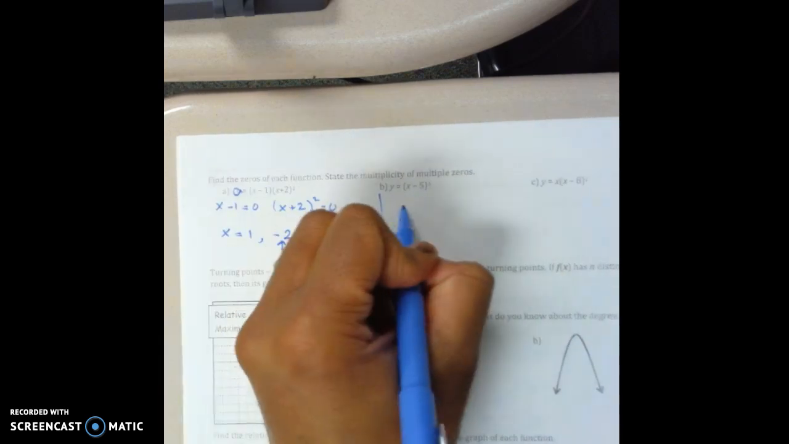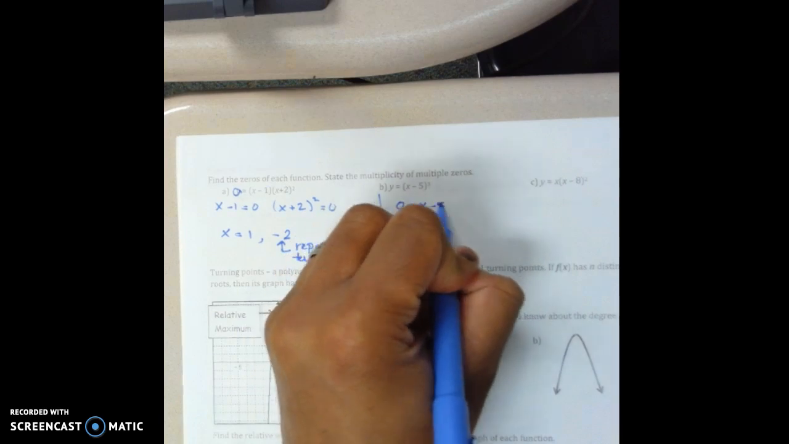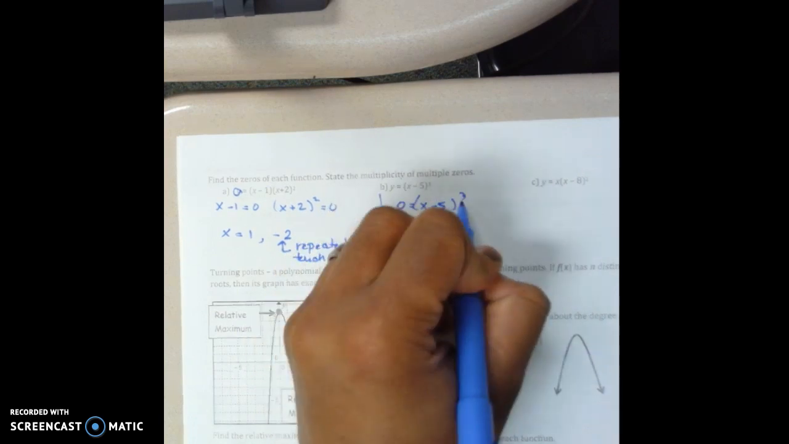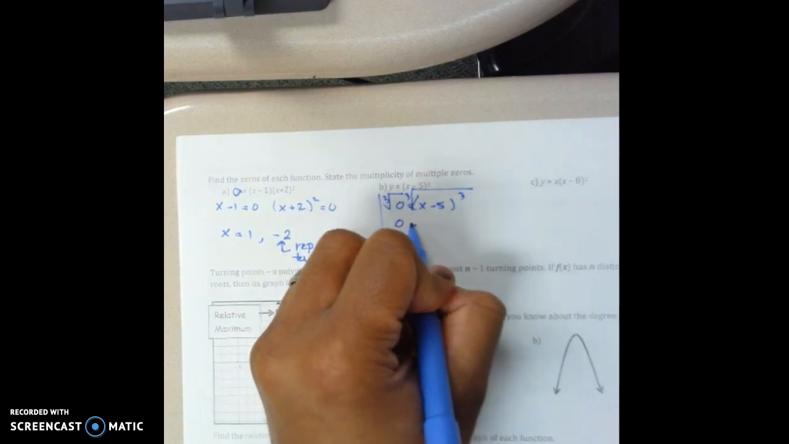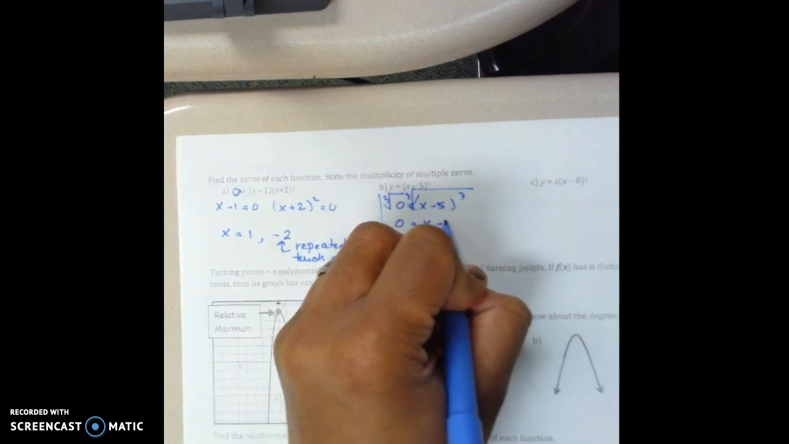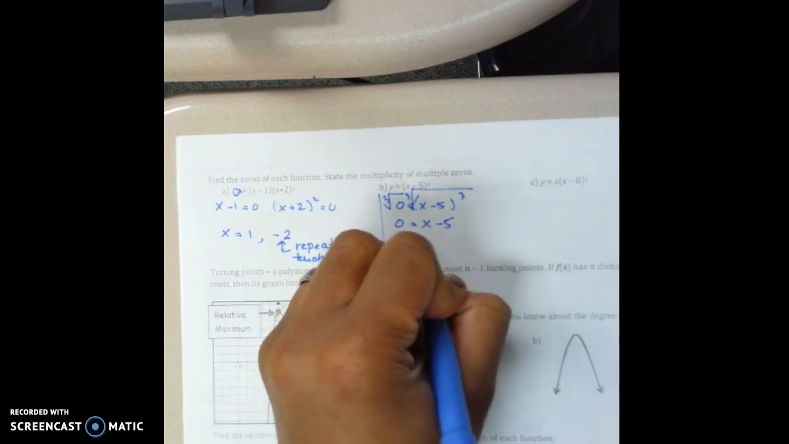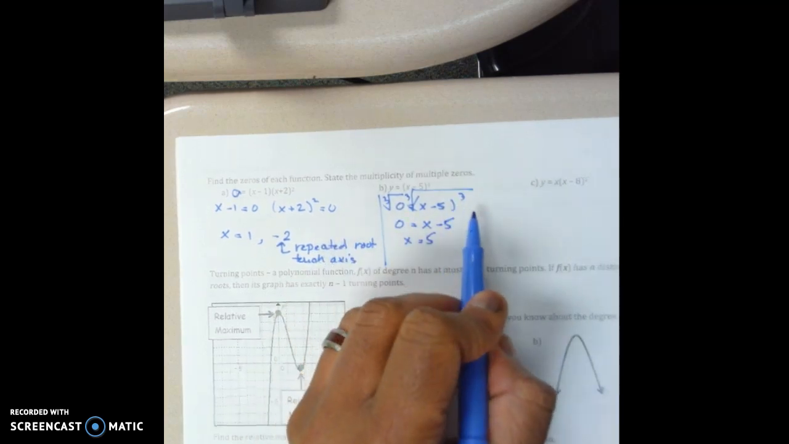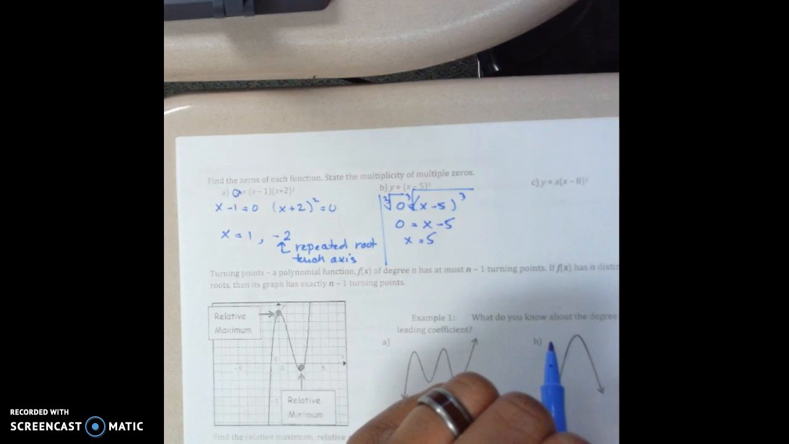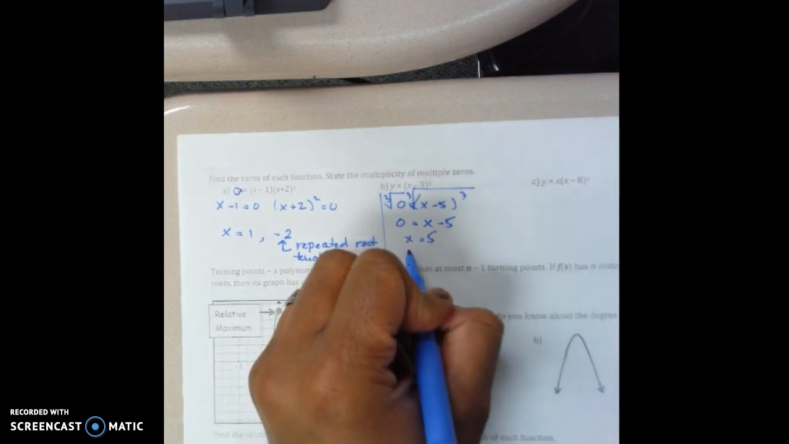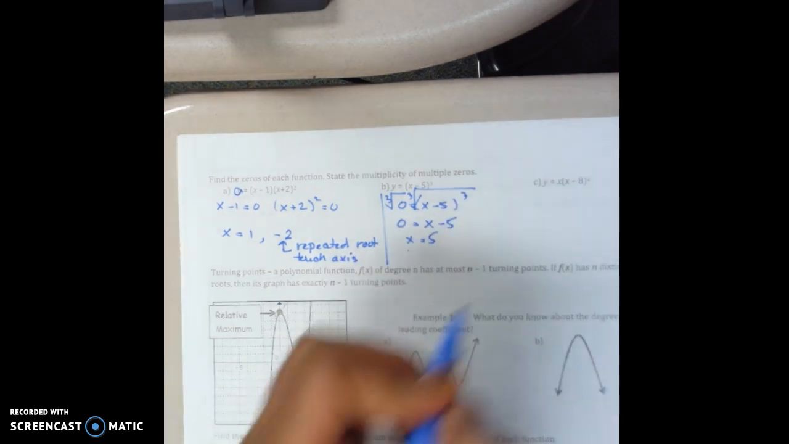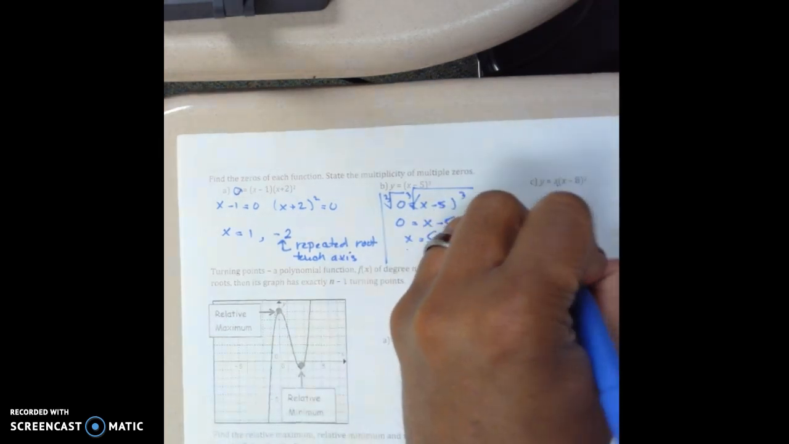This is a repeated root 3 times, so I would take the cubed root actually. So 0, you don't have to worry about that yet. Minus 5, so x equals 5. It's an odd degree, so it's repeated, but it will go through the axis. Goes through the axis. And then lastly for this one, x equals 0.